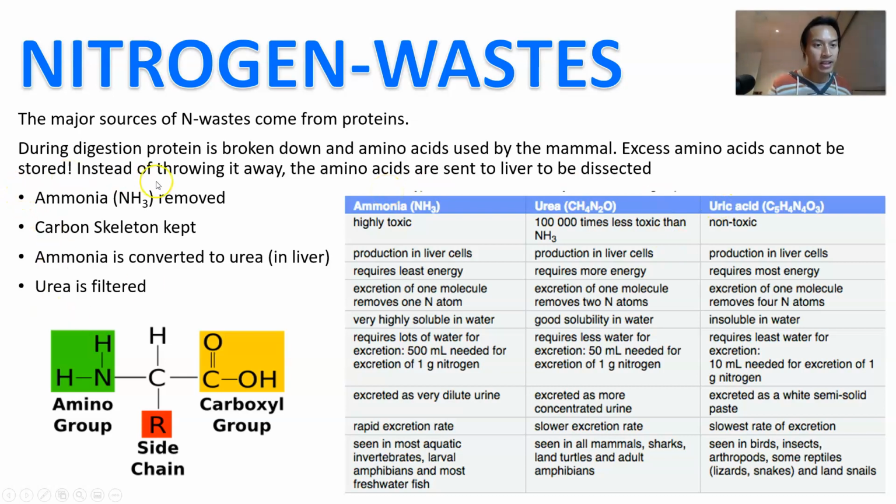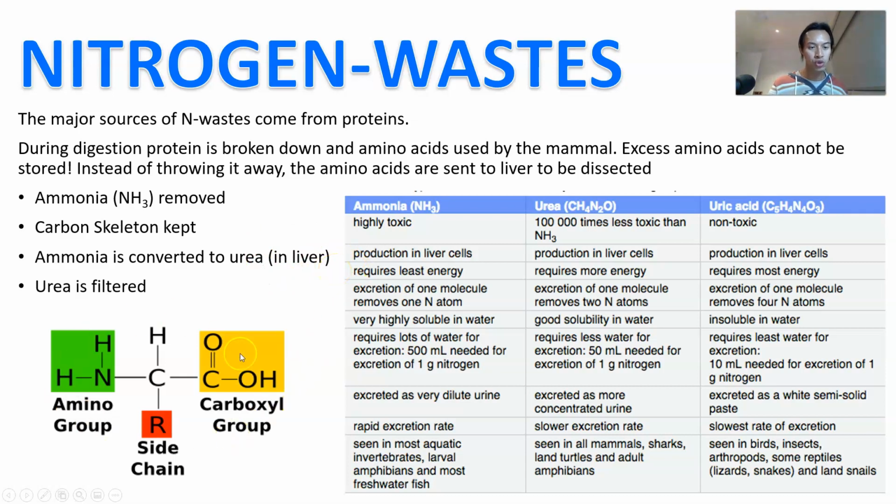So ammonia, NH3, is often removed in these nitrogen wastes. The carbon skeleton is kept and then converted into some sort of other molecule. And then many times the ammonia gets converted into urea in the liver, and then the urea gets filtered through the blood. Okay, so the liver plays a really important role in converting these things.